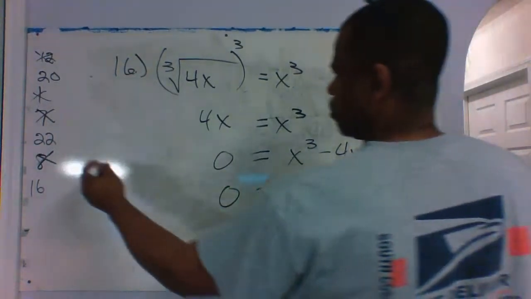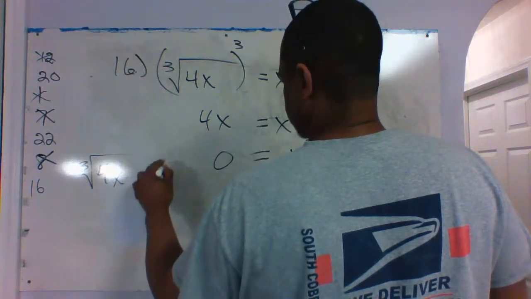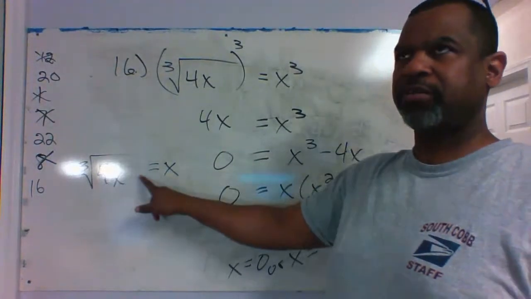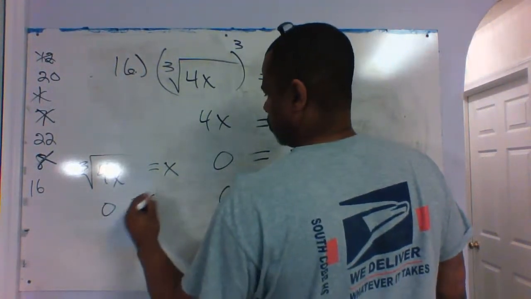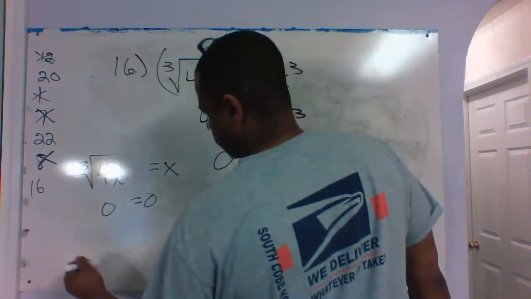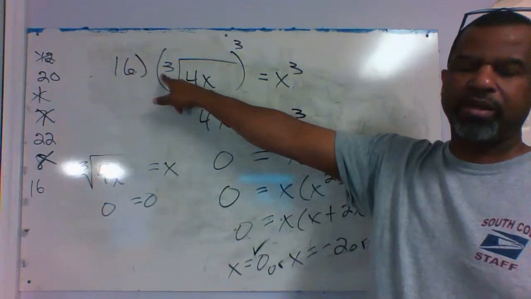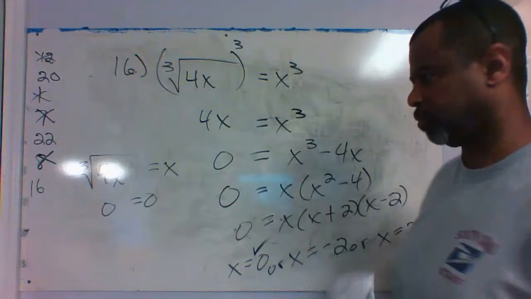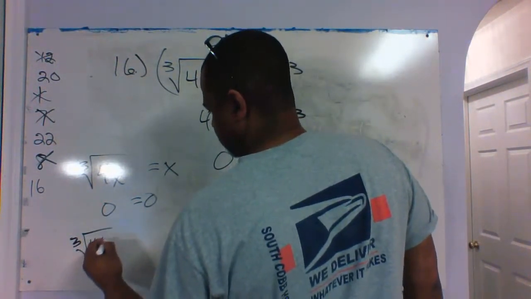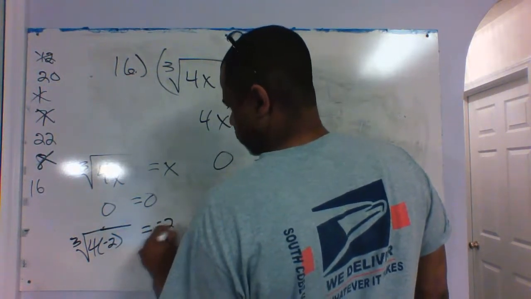Okay. So we have the third root of 4 times x equals x. Now, if I plug in 0, wouldn't both sides be 0? So that checks. Now, if I plug in negative 2 in here, and the cool thing about cubed, you'll have a solution if the answer is negative or positive. Okay. So you're going to take the third root of 4 times negative 2 equals what? Negative 2.